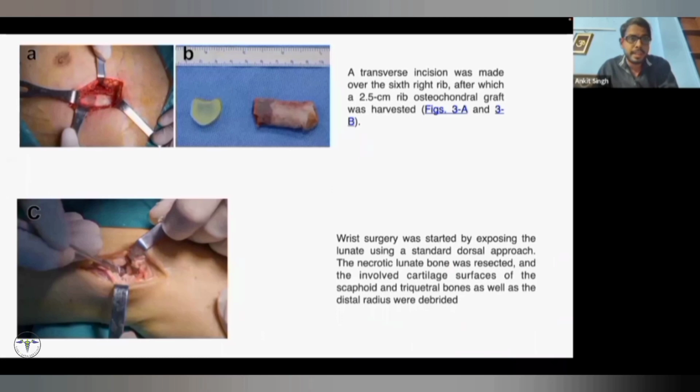As you can see in image A, there is a transverse incision which they had taken over the sixth rib, and around a 2.5 centimeter osteochondral rib fragment was harvested. Now, the wrist surgery was started with the patient under tourniquet cover and the hand in pronation. By following a usual dorsal approach, they reached the lunate bone and excised it.